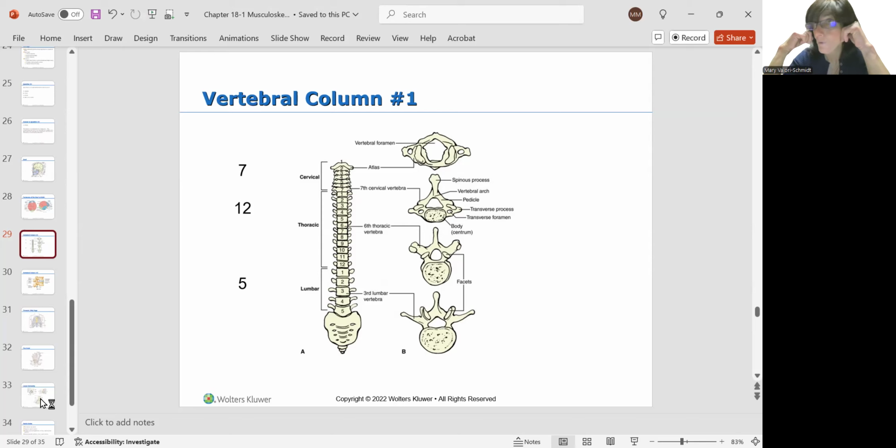To remember how many vertebrae you have, cervical, thoracic, and lumbar, just remember breakfast, lunch, and dinner. You eat breakfast at 7 a.m., you eat lunch at noon, you eat dinner at 5: 7, 12, and 5. 7 cervical, 12 thoracic, and 5 lumbar. You also have vertebrae at the bottom, which is the sacrum and coccyx, but they are fused together as one solid unit. That's your tailbone.